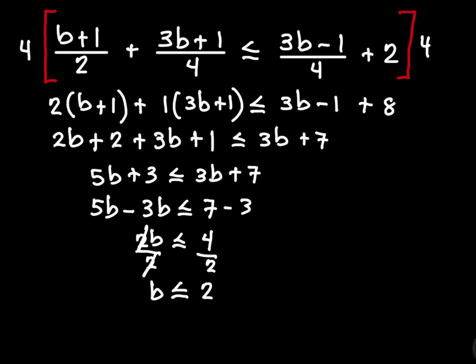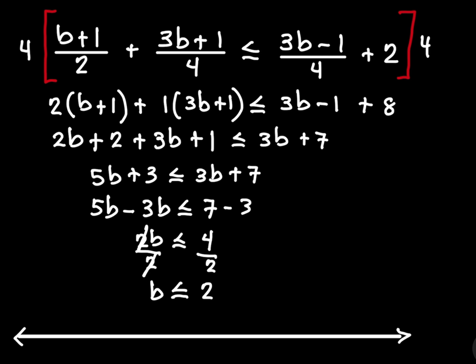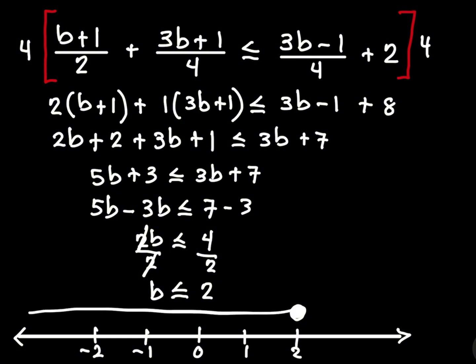And if we're going to plot it on the number line, a horizontal number line, then put 0 in the middle, then mark 1 and 2 on the right side of the number line, and negative 1 and negative 2 on the left side of 0. And we all know that b is less than or equal to 2, so we use a shaded circle, and then the direction will go to the left because the value of b is less than or equal to 2. That's all.